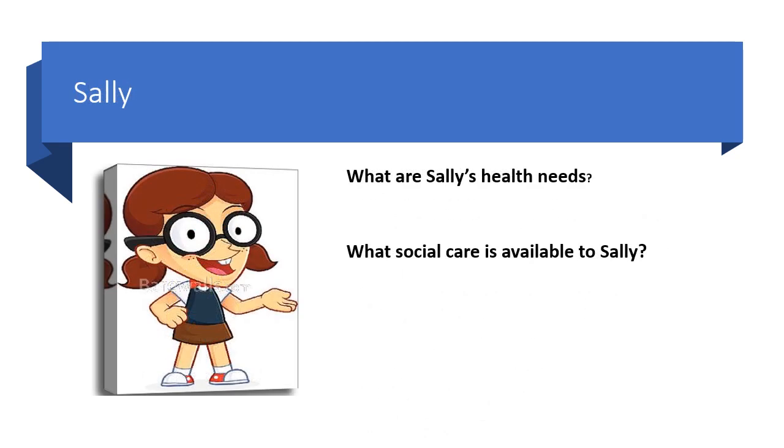Okay, so we're now going to look at Sally. Sally is 16 years old and has recently moved into supported living accommodation with 24-hour care with another young female who has Down syndrome. Sally goes to college 3 times a week for art, dance and drama classes, which she enjoys. Sally has learning disabilities and epilepsy.